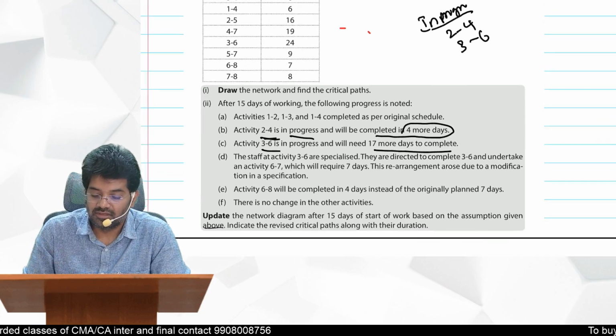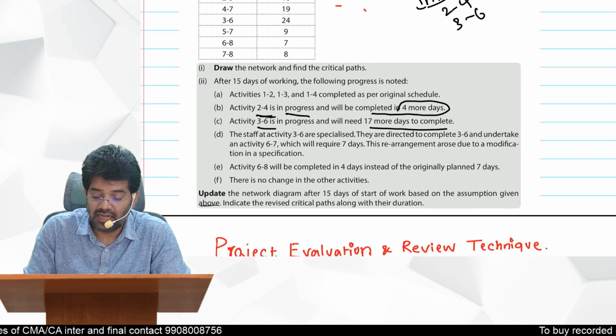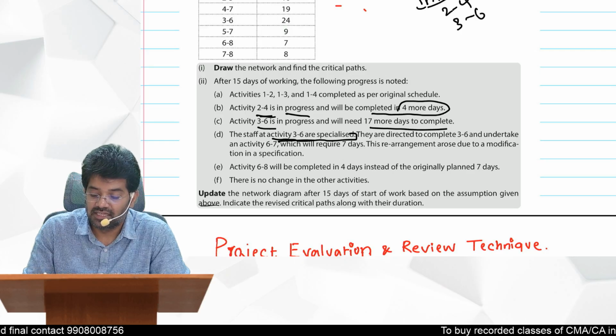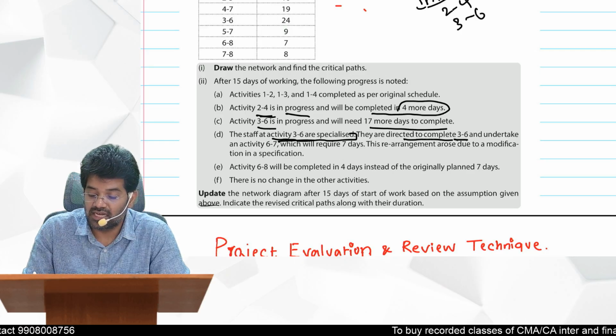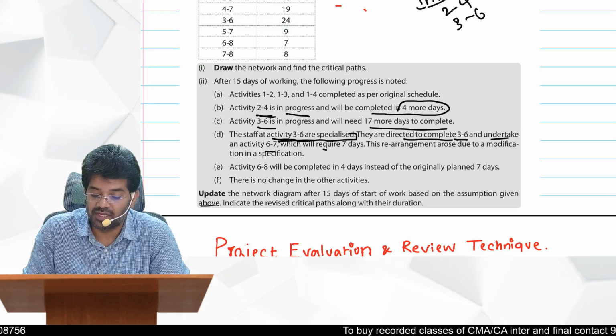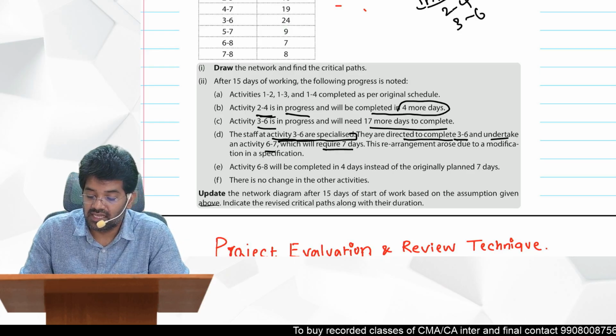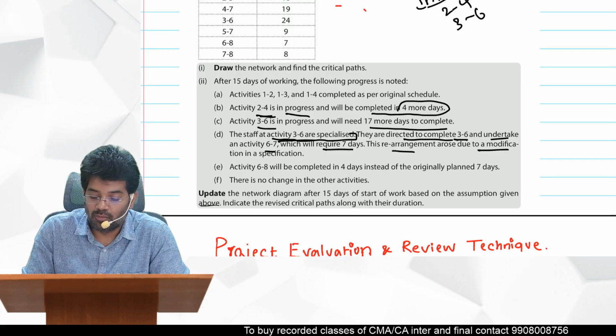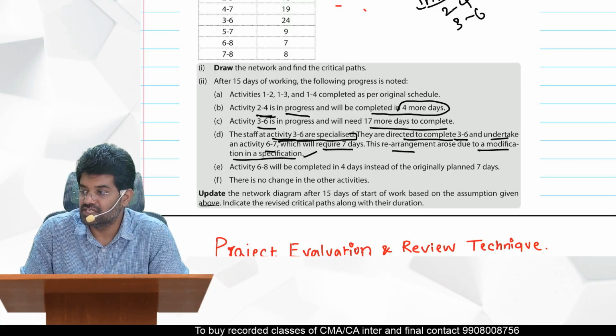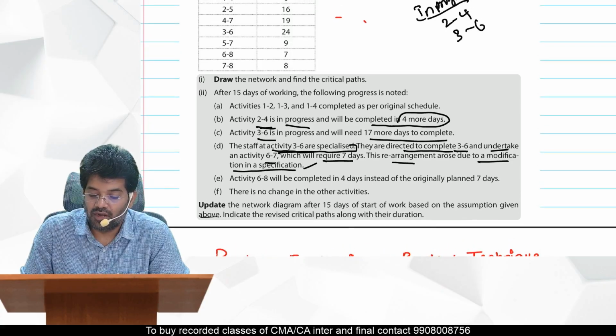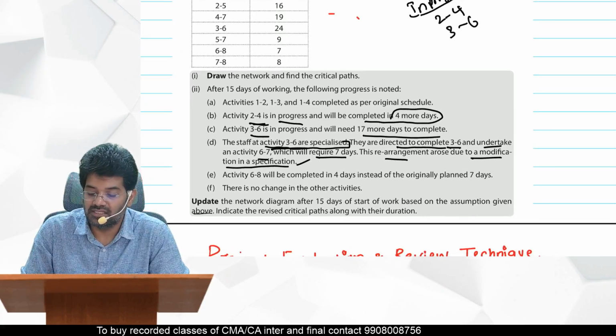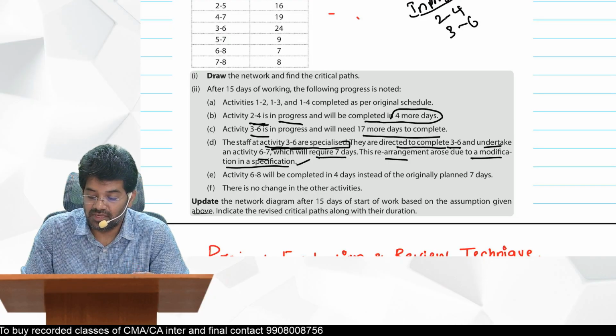More. The staff at activity 3 to 6 are specialized. They are directed to complete 3 to 6 and undertake an activity 6 to 7, which will require 7 days. This rearrangement arose due to a modification in a specification. So due to a modification in specification, there is a slight modification done here, a rearrangement. What is that rearrangement?